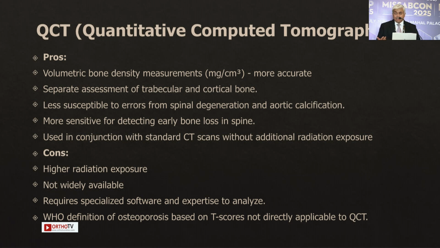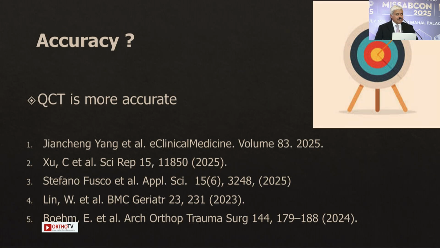The downside is it is slightly higher radiation exposure. It's not widely available. That's why most of us don't use it much. It requires specialized software. And it's important to remember that the WHO definition of the T-scores and Z-scores is actually based on the DEXA scans and not on the QCTs. QCT gives you their own ranges, but it does not come as T-scores and Z-scores. So accuracy-wise, clearly QCT is more accurate, and there's lots of literature on that. There is no overestimation because of spinal degeneration or calcifications. And since you can look at trabecular bone, it gives you a more sensitive and accurate result.